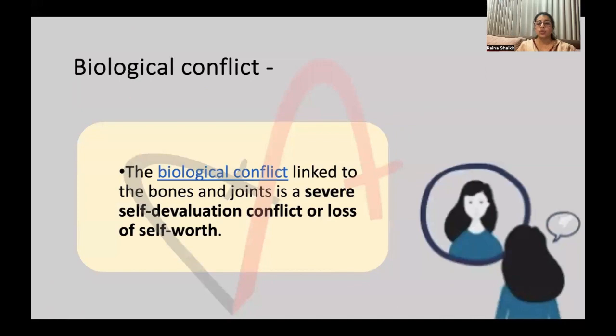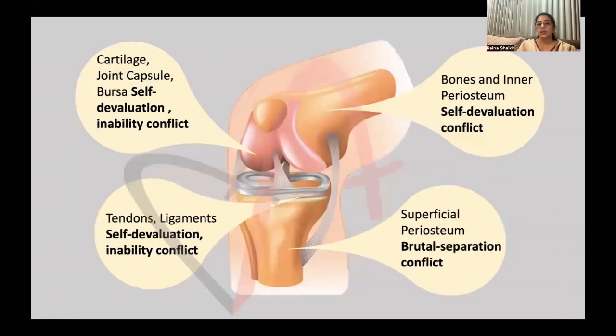Biological conflict. The biological conflict linked to the bones and the joints, as per the GHK, is a severe self-devaluation conflict or a loss conflict. Now, see, this is the joint. When the cartilage, joint capsule, and bursa are affected, it is a self-devaluation inability conflict: inability to perform, inability in a particular situation, inability to do something.